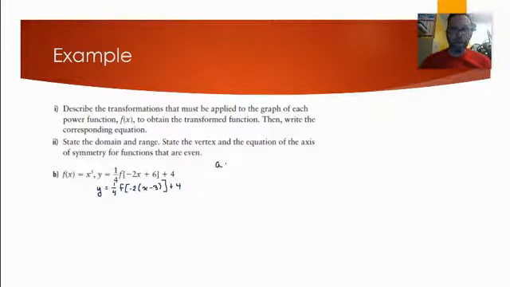So now we can do it. A is a quarter, vertical compression. K is equal to negative 2. So 1 over k is equal to negative 1 over 2. So it's going to be a horizontal compression and a horizontal reflection. And then we can see that d is equal to 3 and c is equal to 4. So shifting right 3 and up 4.